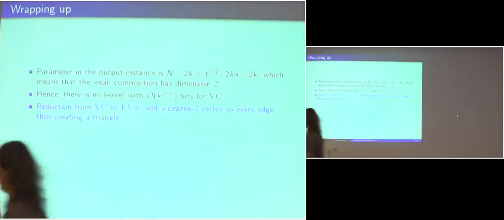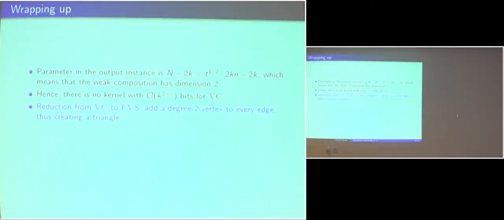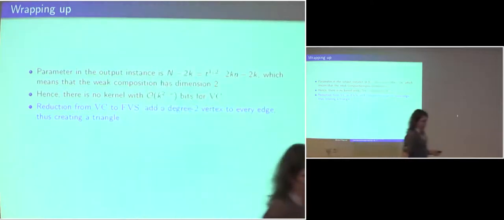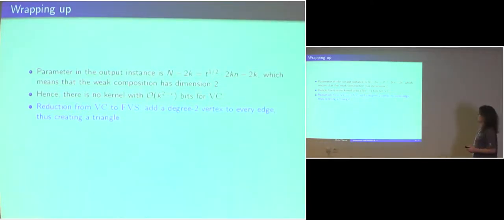Whenever I have an edge in the original graph, I just add one more vertex like this, thus getting a triangle. And now in order to kill this cycle, I need to kill either this vertex or this vertex. So this is a linear reduction from vertex cover to feedback vertex set. So, for example, feedback vertex set also doesn't have a subquadratic kernel.